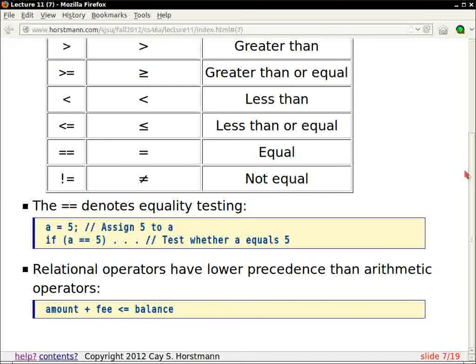We can speculate on this. Now, why didn't they use slash equal? I mean, that would have looked more like a not equal sign, but they didn't.